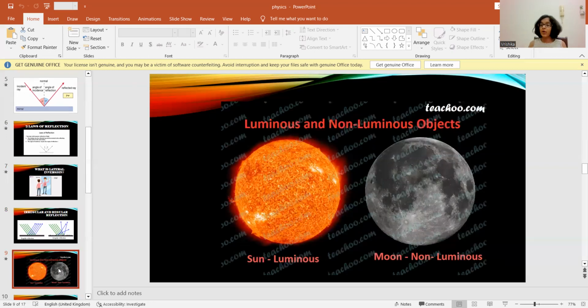What are luminous and non-luminous objects? As you can see in the picture, moon is an example of a non-luminous object. That's because it does not emit its own light. Thus, it is known as a non-luminous object. Whereas sun, which emits its own light, is called luminous object. These non-luminous objects shine in the light of other luminous objects.